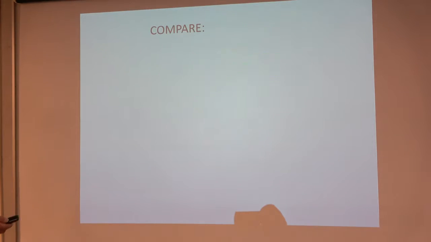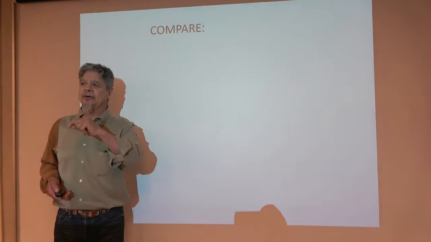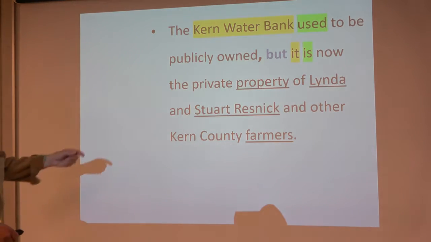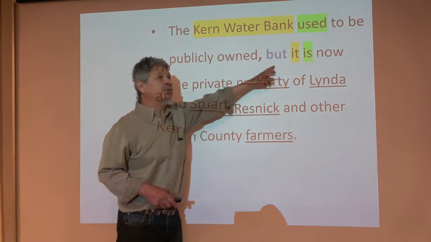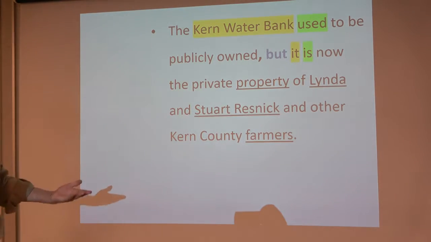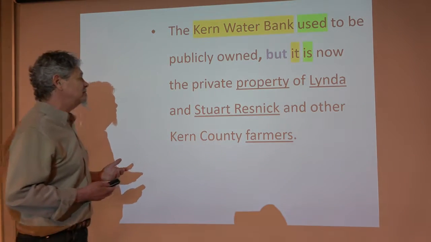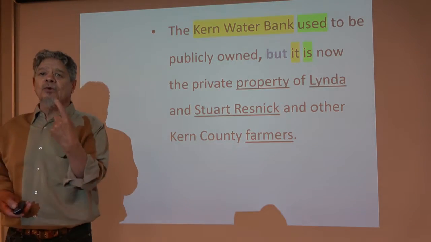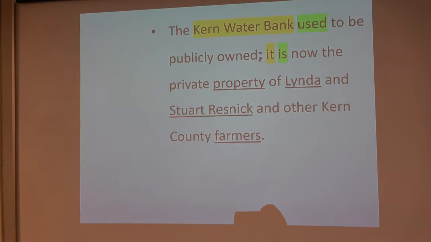All right, so now let's turn to the colon. Oh, before we turn to the colon, I want you to compare the same sentence in three ways. Here's a sentence, two independent clauses, separated by a fanboy, okay? You've seen this sentence before. The Kern Water Bank used to be publicly owned, but it is now the private property of Linda and Stu Resnick and other Kern County farmers. So this is number one. I want you to tell me if you like number one, number two, or number three. Here's number two, semicolon.